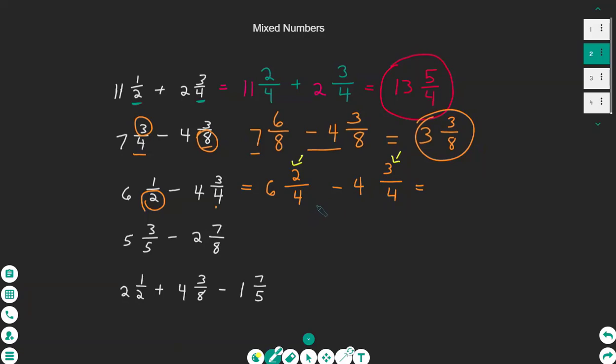It's called borrowing. All right. And what we're going to do is we're going to say, okay, so this 2 is too small, right? We don't have enough in this fraction to subtract this 3 from it. So we're going to borrow a whole pie from this 6. Remember, this 6 represents 6 whole pies. So if I borrow a pie from the 6, it's going to become a 5. Now we only have 5 pies right there. But I take that whole pie, and I'm going to add it into my fraction.